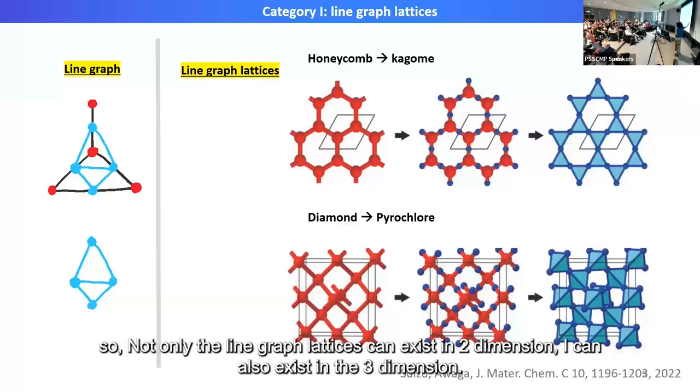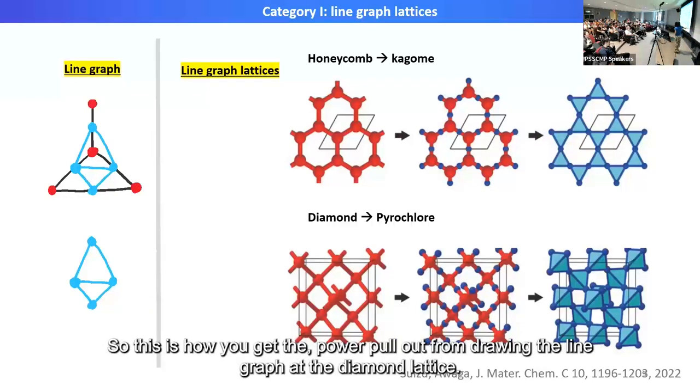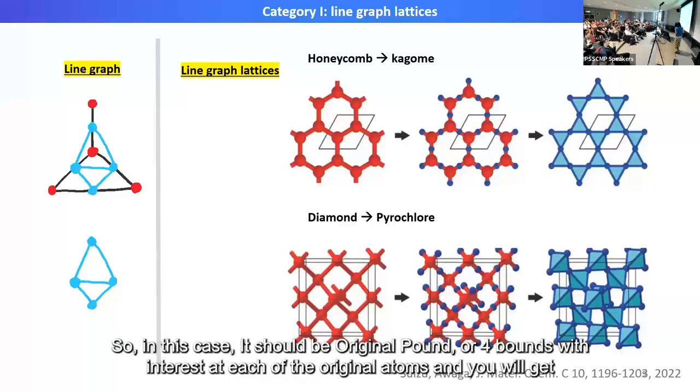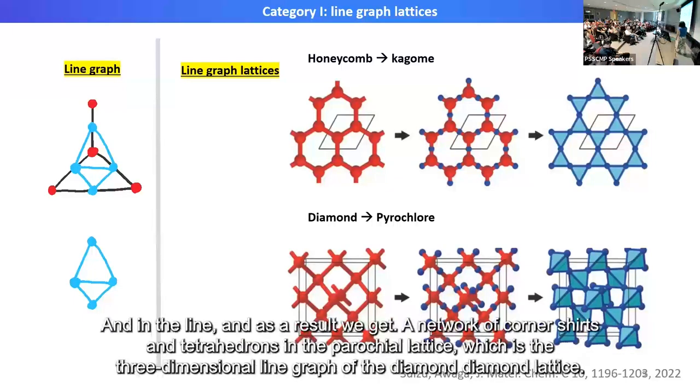And not only can line graph lattices exist in two dimensions, they can also exist in three dimensions. So this is how you get the pyrochlore lattice from drawing the line graph of the diamond lattice. In this case, four bonds would intersect at each of the original atoms, and you will get tetrahedrons in the line graph. As a result, we get a network of corner shared tetrahedrons in the pyrochlore lattice, which is the three dimensional line graph of the diamond lattice. Right.